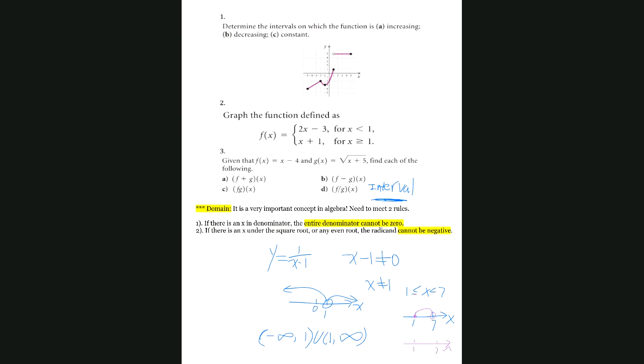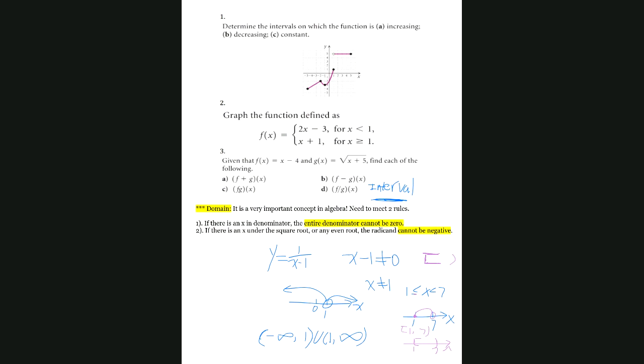When you have an equal sign, you're using the bracket. And when you don't have an equal sign, you're using the parenthesis. So my interval here will be from 1 to 7, with 7 using the parenthesis because I don't have an equal sign. Think of this bar like an equal sign. When you have the equal sign, you use the bracket. When you don't have one, you use the parenthesis.